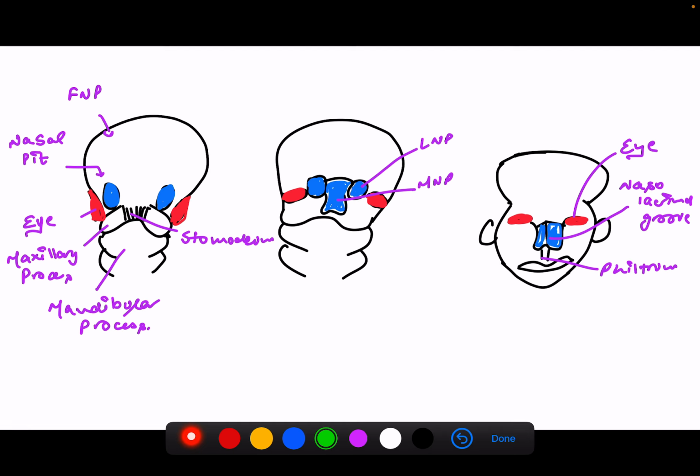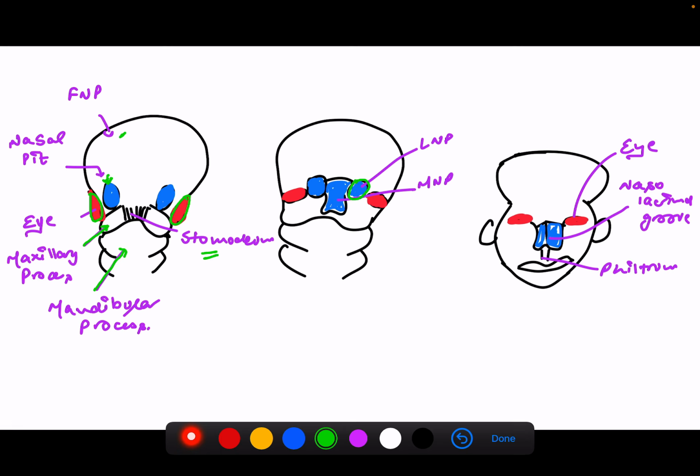This diagram shows the embryonic development. So this one is the frontonasal process. These are the nasal pits. This marks the eye. And from the first and second pharyngeal arches, there develop the maxillary and mandibular processes, and the stomodeum, which forms the future oral cavity.